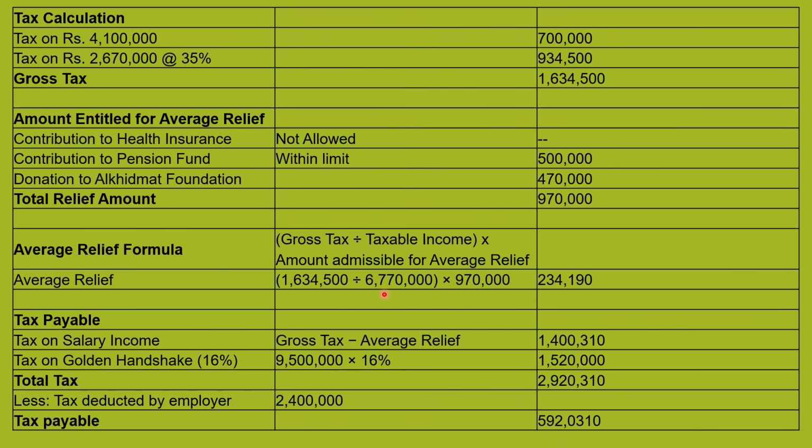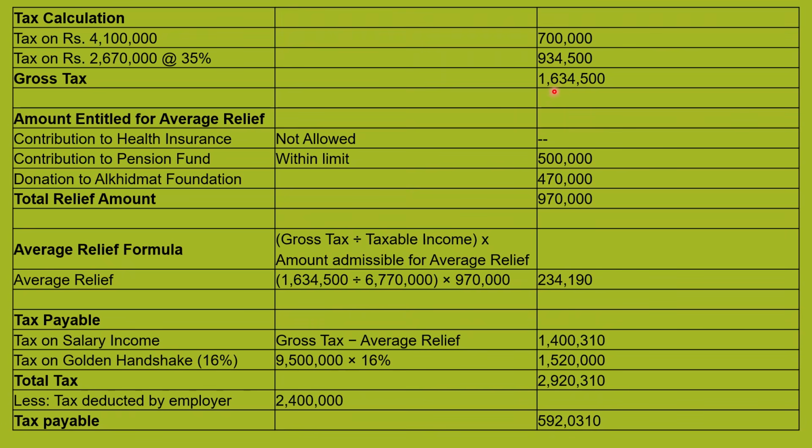So 16 lakh divided by 67 lakh, the answer that comes will be multiplied by 9,70,000. This 9,70,000 is the amount admissible for average relief. So the answer is 2,34,190, the amount for tax relief for taxation purposes. This amount will be subtracted from the tax liability.